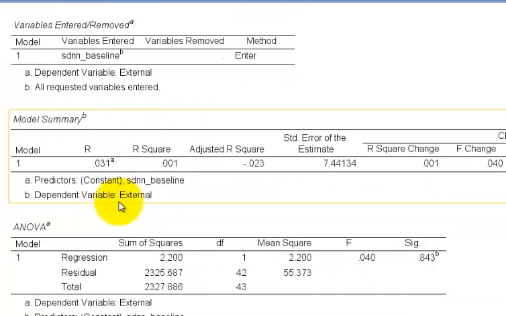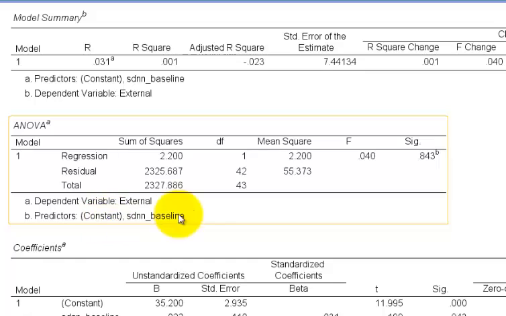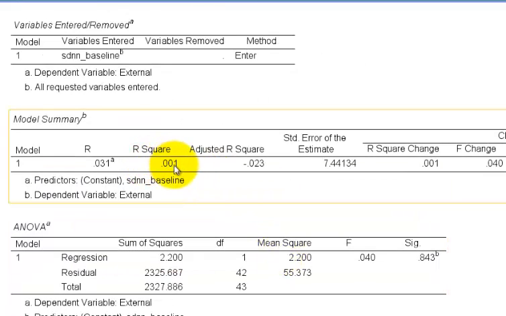External, which is the impulsive eating. The DV is external eating, and SDNN is the predictor variable, and it's non-existent. You got an R squared of 1/1000th, which means you can't explain anything with SDNN. That's why we did not use it, because I can't argue that. We used the RMSSD because the SDNN was not normal, so we did not rely on any of them.